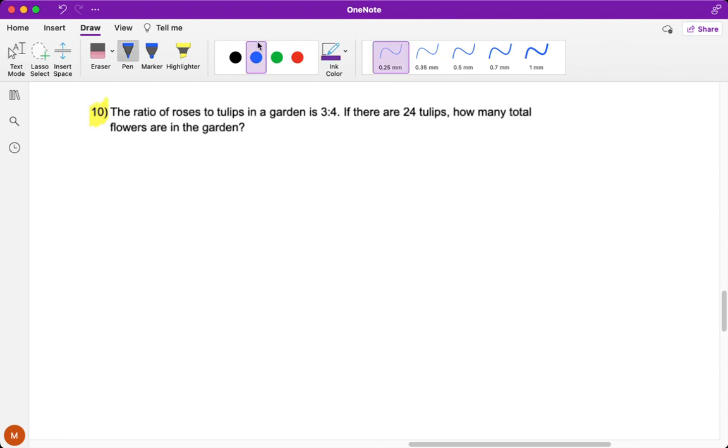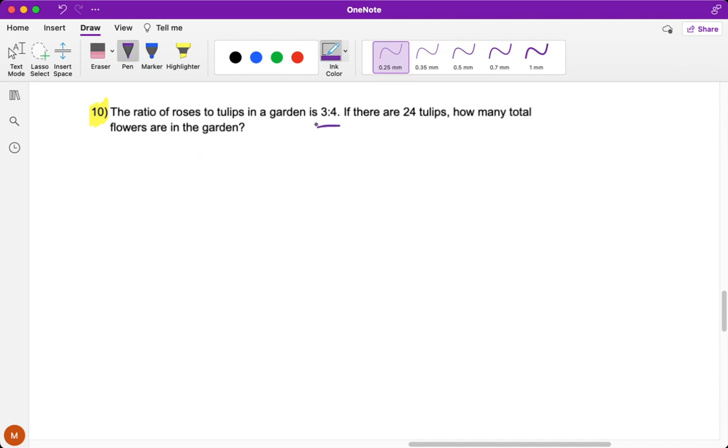All right, so this was one that a lot of you, I could tell, did right. You just didn't answer the question. The ratio of roses to tulips in the garden is 3 to 4. If there's 24 tulips, how many total flowers are in the garden? Well, roses and tulips are both flowers, so we're finding the total amount. Some of you just found how many roses there were and gave me that as your answer. So make sure you're adding them together to get the total.